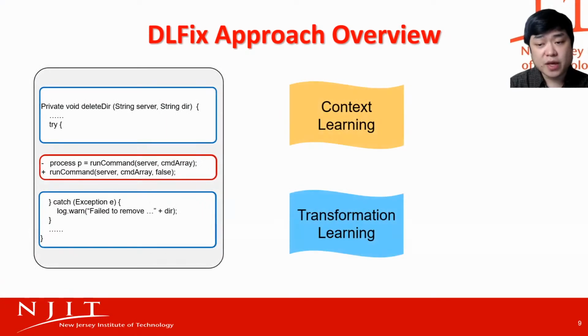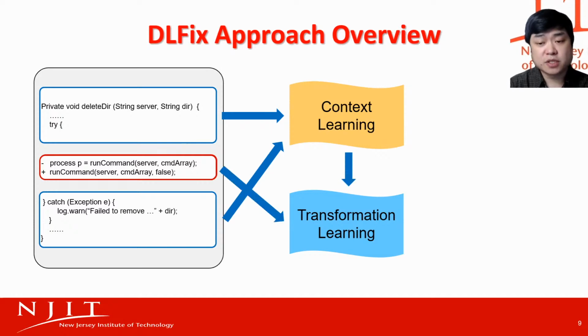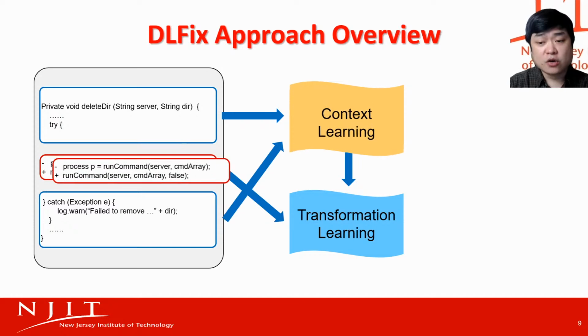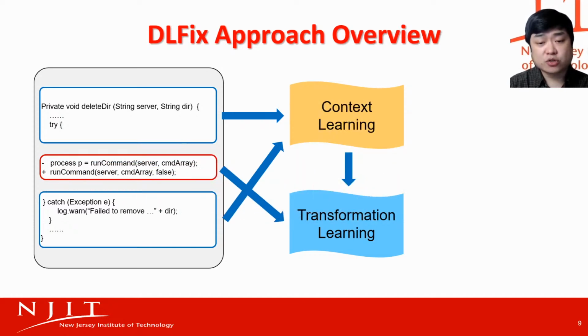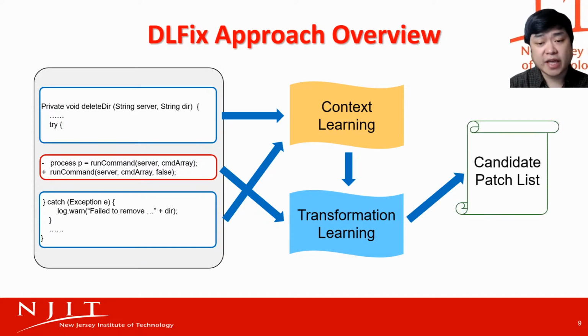In our DLFix model, there are 2 different deep learning layers to learn the code context and code transformation. Firstly, we put all the code context shown in the blue box as input into the context learning layer to learn the weight that can represent the surrounding context. Then we use both the code transformation shown in the red box and the weight we learned in the last layer as inputs for the transformation learning layer. With this process, our transformation learning layer can learn both the code transformation information and the surrounding code context information together to generate a candidate patch list to do the automated program repair.